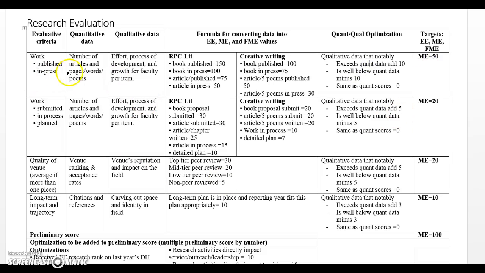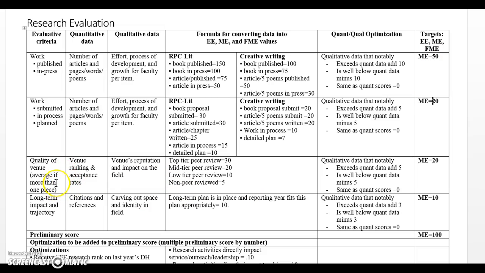So let's say this year you get nothing published, so you got a 0 here. But let's say you submitted a book proposal, you have an article submitted, and you've written an article. You could get 85 here and 0 here, but you would still be meeting expectations in both categories because 85 is greater than 70.